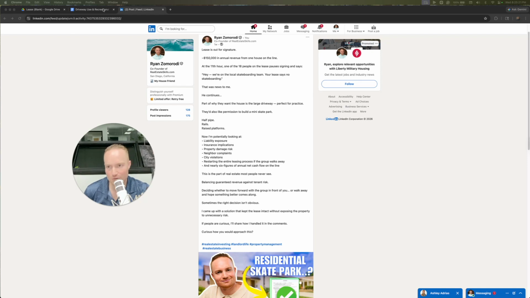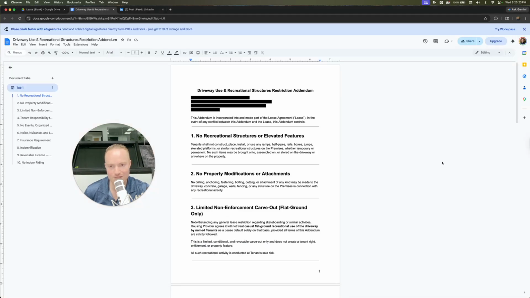So I'll share with you just the actual lease addendum, which I believe protects me as the property owner, it protects management, but it also keeps the liability on the tenant, and it keeps the control based on the tenant's activity. So ultimately, this is a driveway use and recreational structures restriction addendum. So it's part of the lease, but it basically says, hey, you cannot build any recreational structures or elevated features.